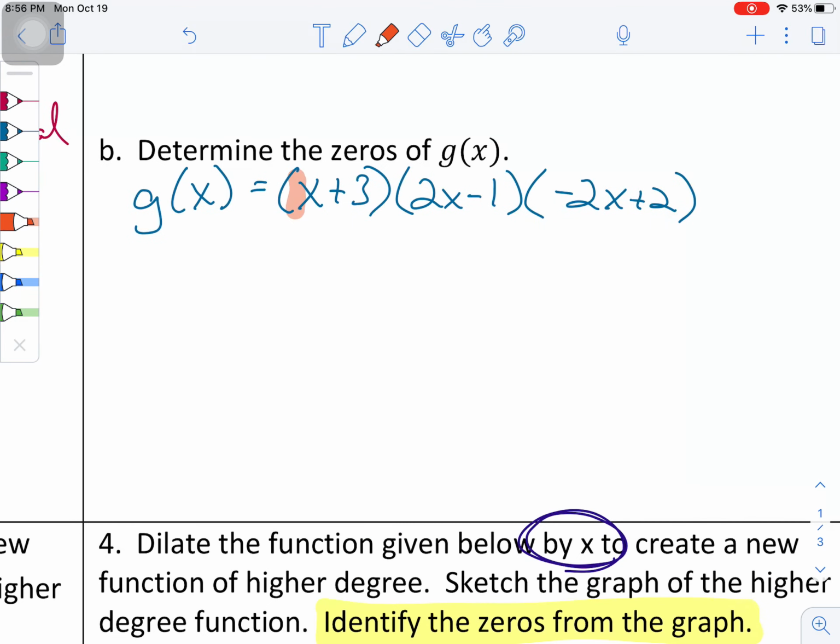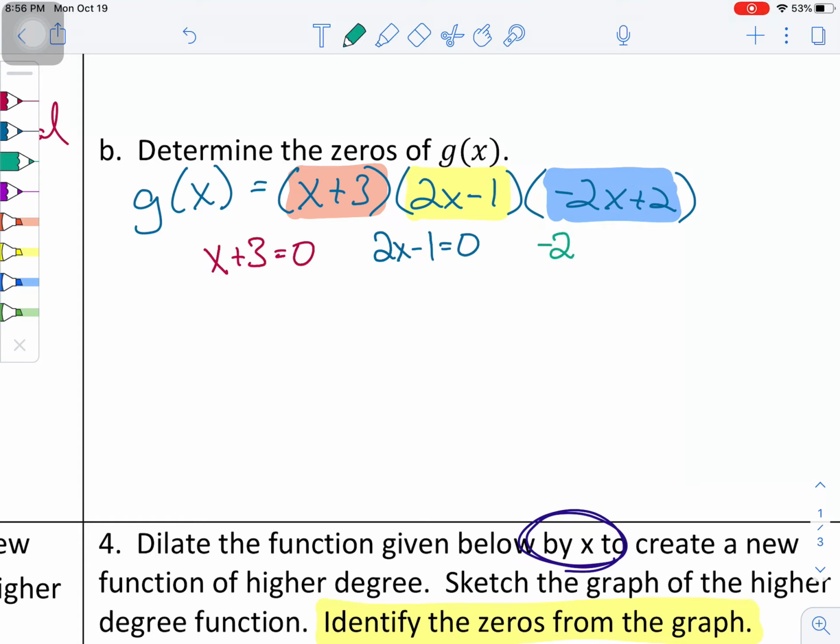So I'm going to take my first factor of x plus 3, set it equal to 0. I'm going to take my next factor, 2x minus 1, set it equal to 0. And my last factor here is negative 2x plus 2. So I'm going to make a little miniature equation here, negative 2x plus 2 equals 0. So I have these 3 little equations to solve.